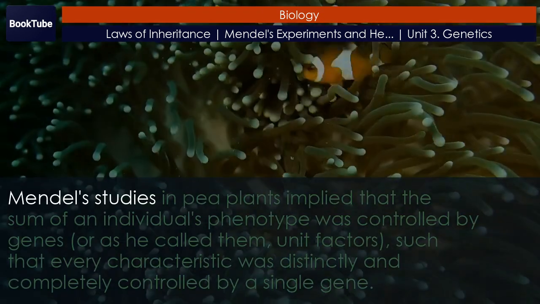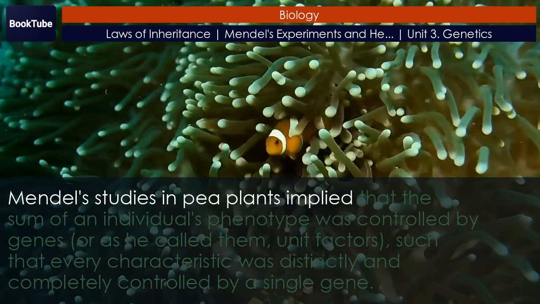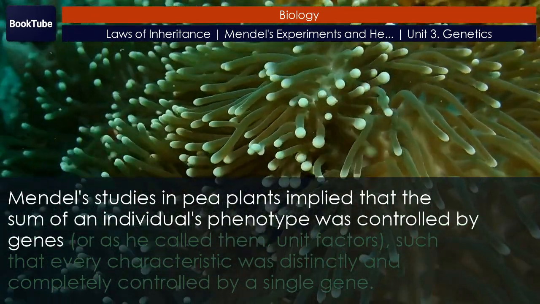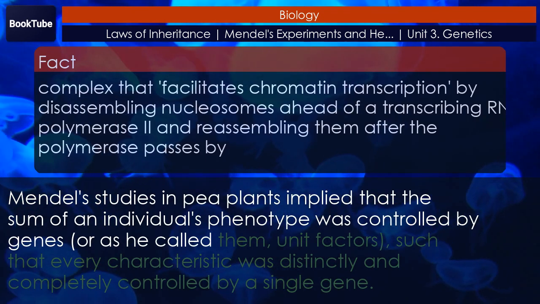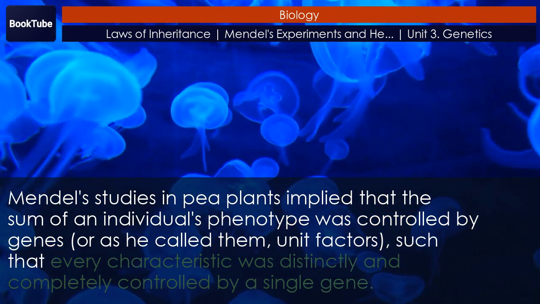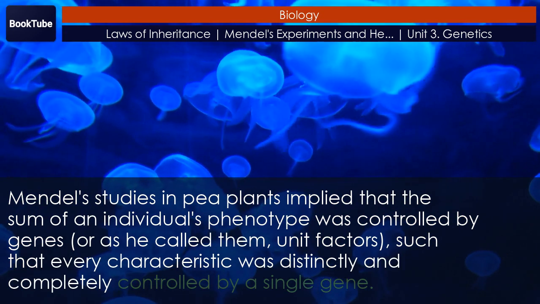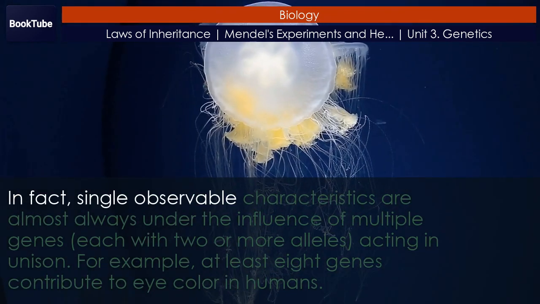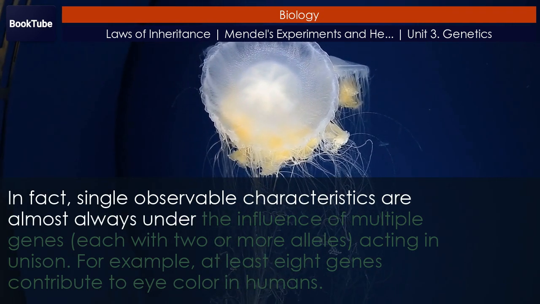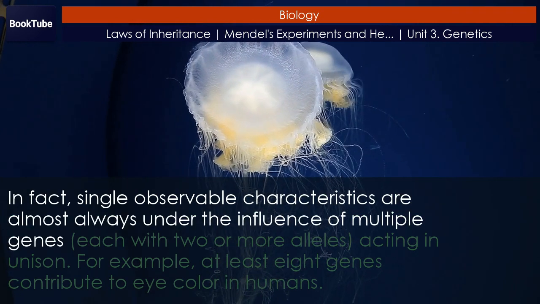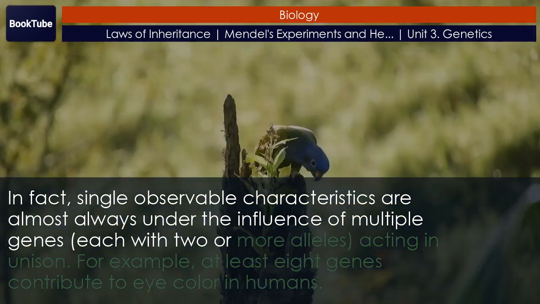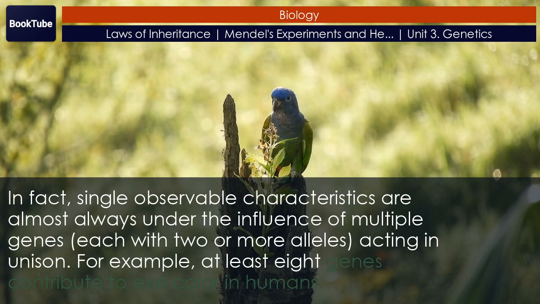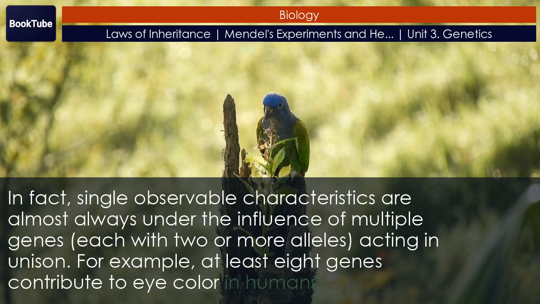Epistasis. Mendel's studies in pea plants implied that the sum of an individual's phenotype was controlled by genes, or as he called them, unit factors, such that every characteristic was distinctly and completely controlled by a single gene. In fact, single observable characteristics are almost always under the influence of multiple genes, each with 2 or more alleles, acting in unison. For example, at least 8 genes contribute to eye color in humans.